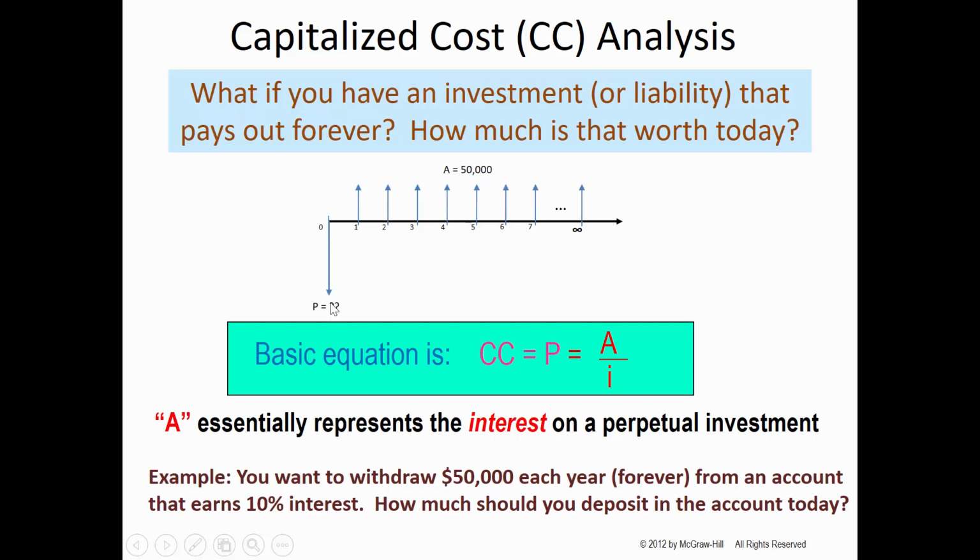So let's just do that illustration. If we have an annual payment that we're receiving of $50,000, and we are in an environment with 10% interest, then the present value of that perpetual payment is going to be 50,000 divided by 0.10. So it's essentially the same as receiving $500,000 now.